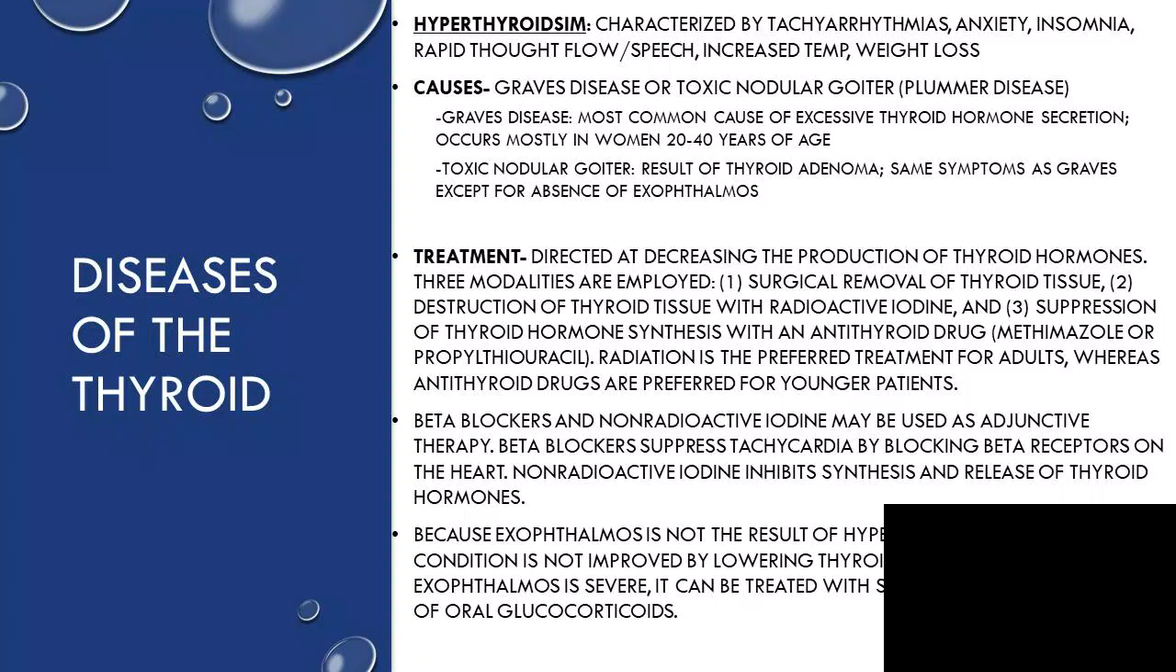Because exophthalmos is not the result of hyperthyroidism per se, this condition is not improved by lowering thyroid hormone production. And if it's severe, it can be treated with surgery or with high doses of oral glucocorticoids. Also, we need to teach patients about the need for covering their eyes while they're sleeping if their eyelids don't completely cover the cornea, because it can result in abrasions and injury to the eye. They need to keep their eyeball moist.